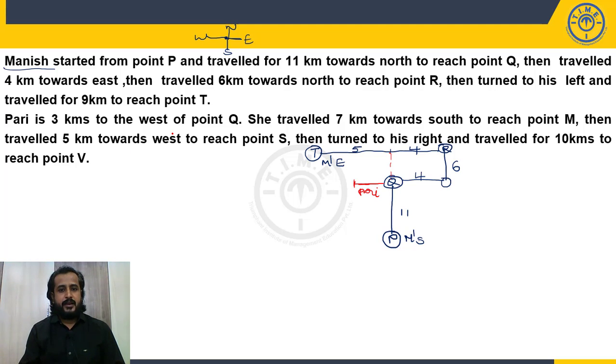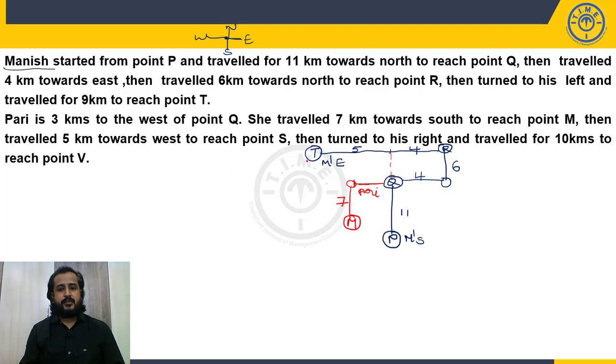And what is given? Pari is 3 kilometers to the west of point Q. She travelled 7 kilometers towards south to reach point M. Actually, she is here. From this point, she travelled 7 kilometers towards south. So the QP distance is 11. So 7 kilometers means before that one. So 7 kilometers to reach point M. So this is point M.